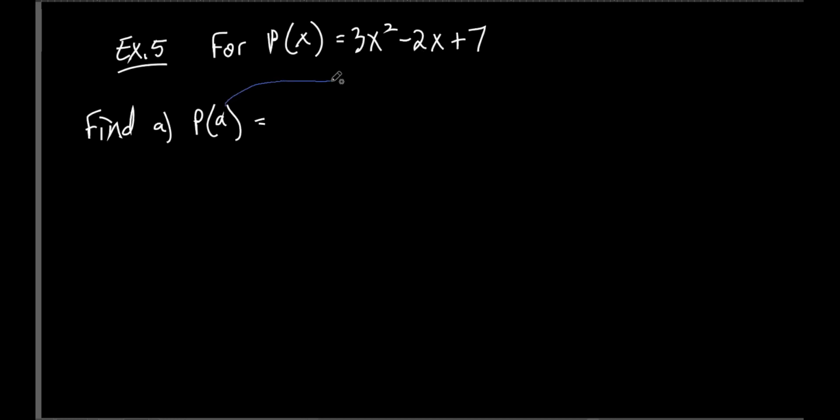So what are we going to do? We're going to replace that x with an a. That's right. And we're going to replace this x with an a. So really, it looks complicated, but it's super, super easy. Instead of 3x squared, we say 3a squared. Instead of minus 2x, minus 2a. And then just plus 7, because there's no x there. We don't replace anything. So p of a is equal to this. That would be your answer.